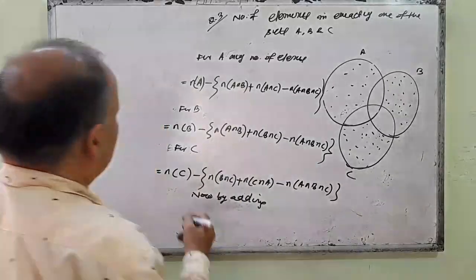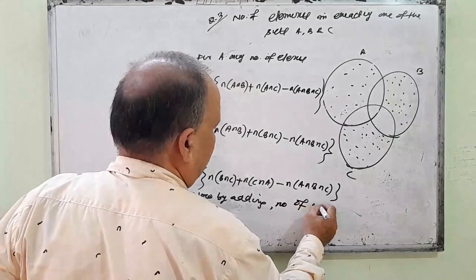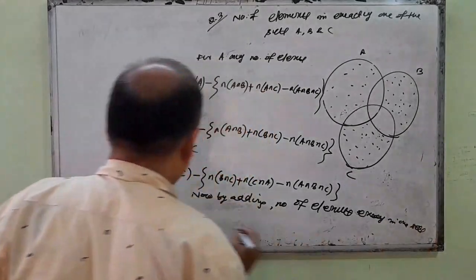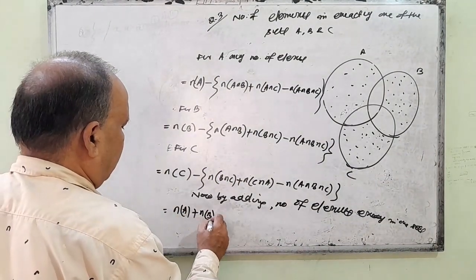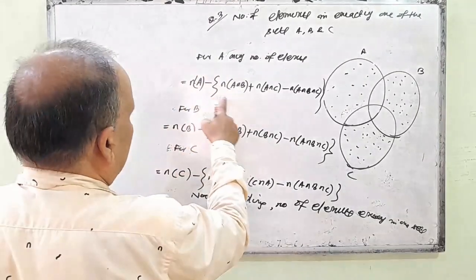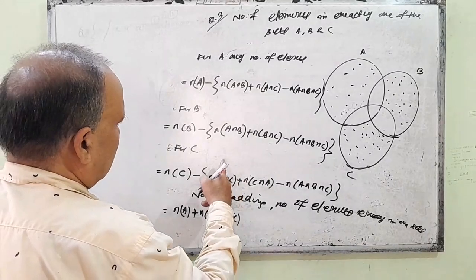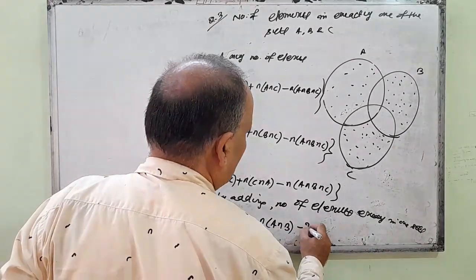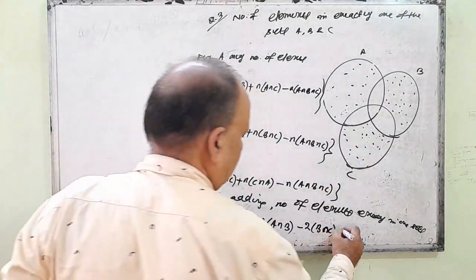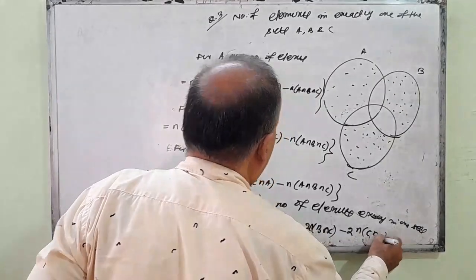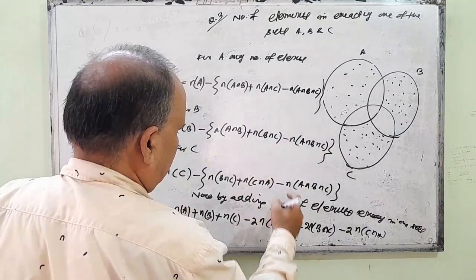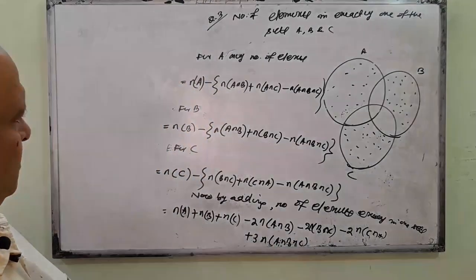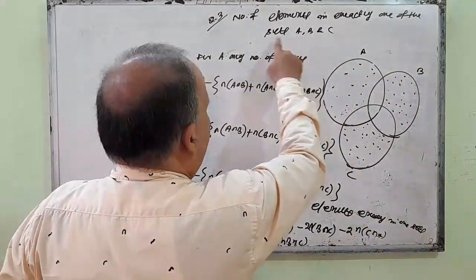Now by adding, number of elements exactly in one set is order of A plus order of B plus order of C minus 2 into order of A intersection B minus 2 into order of B intersection C minus 2 into order of B intersection A. You see these are minus minus plus, this is a plus and this is plus 3 into order of A intersection B intersection C. This part, number of elements in exactly one of the sets A, B, C.